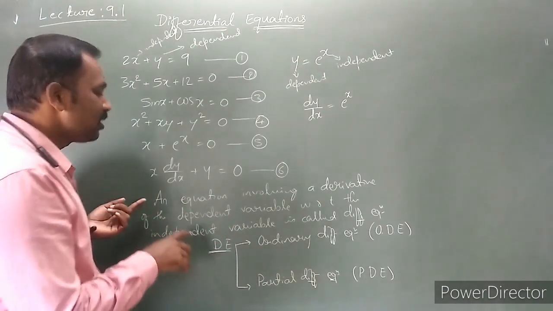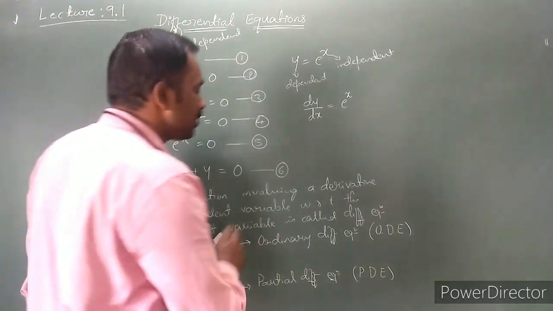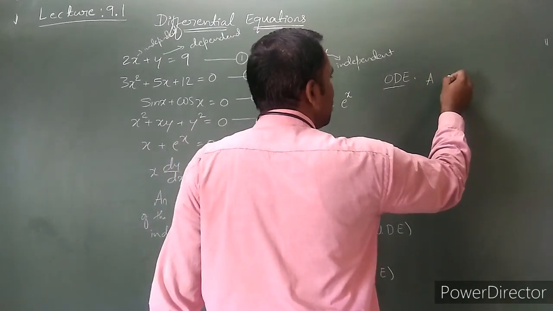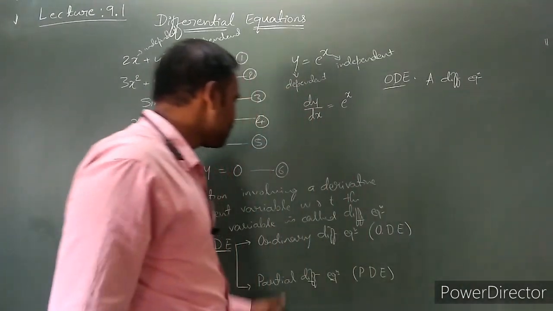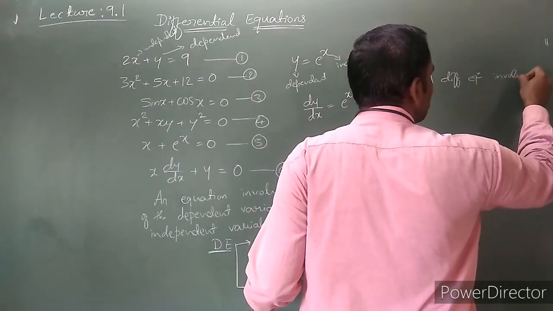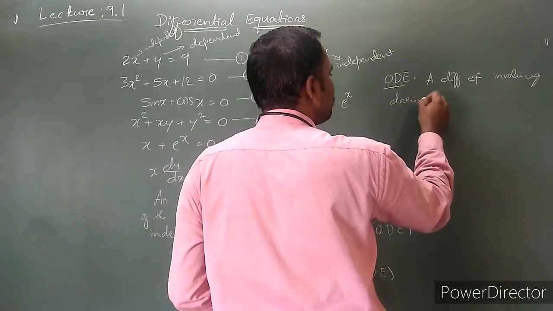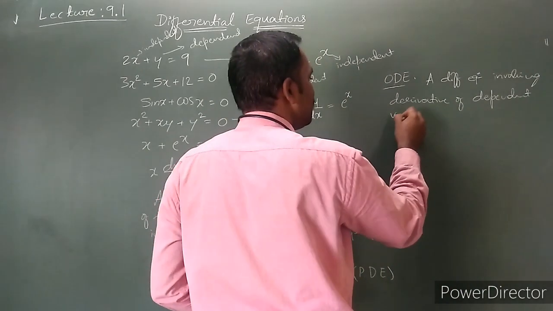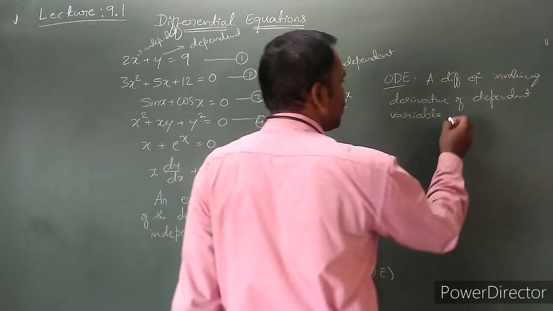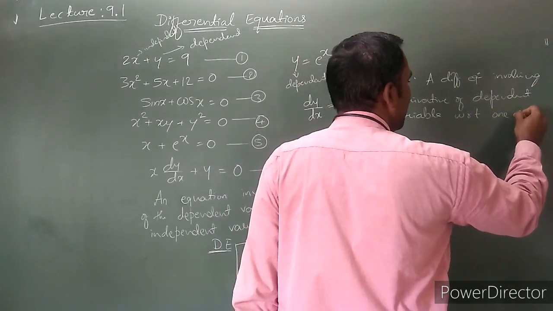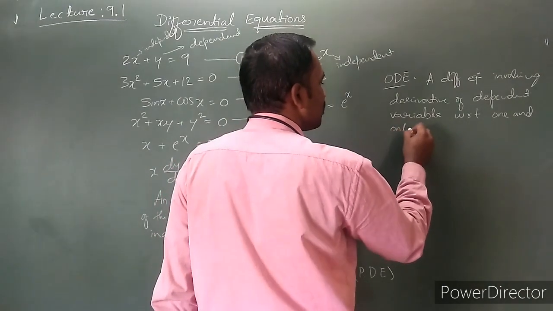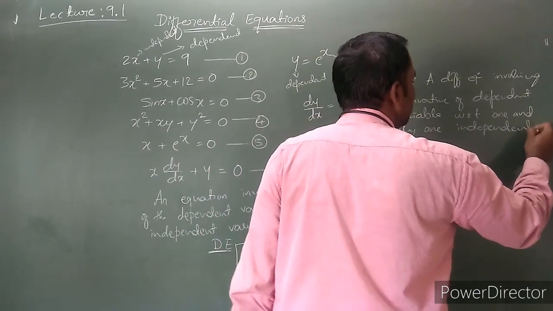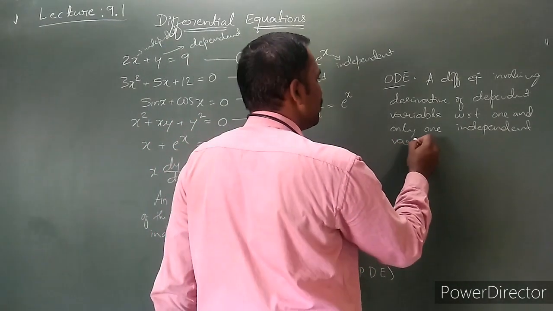I just mention the definition. ODE: a differential equation involving the derivative of the dependent variable with respect to the one and only one independent variable is said to be an ordinary differential equation.